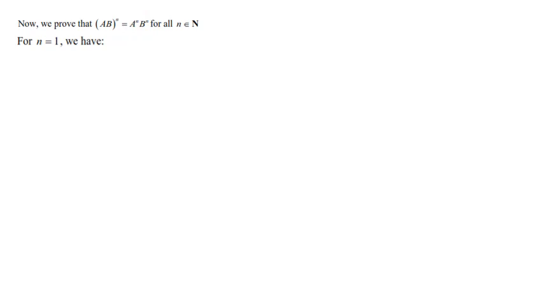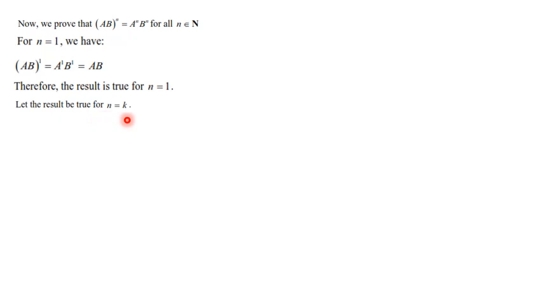So I am making it a little bit short. AB the whole power 1 equal to A power 1, B power 1 equal to AB. Both also AB we are getting. Means the result is true for n is equal to 1. Next we have to assume that the result is true for n is equal to k. Means n should be replaced and substituted by k. AB the whole power k equal to A power k into B power k. Simple, just replace n and put k.